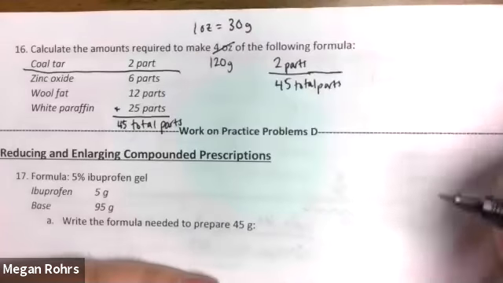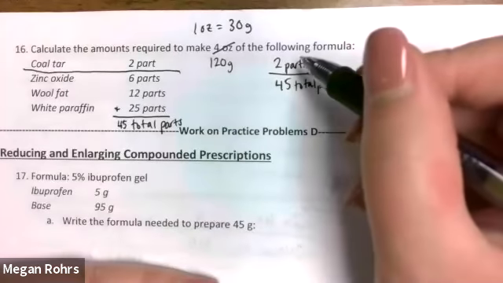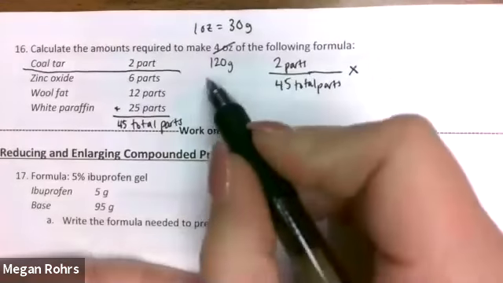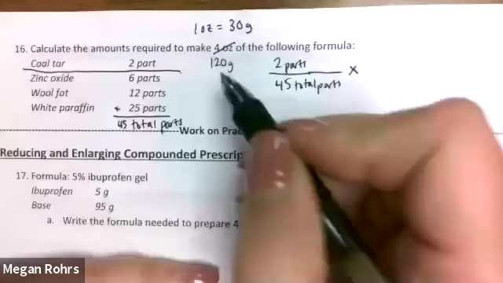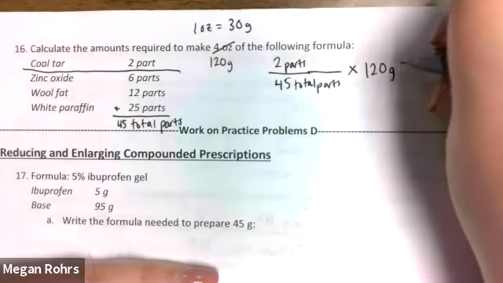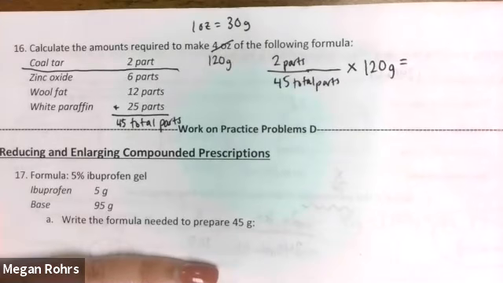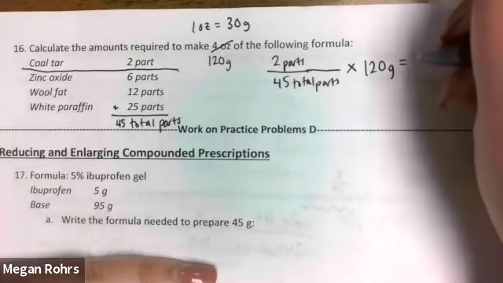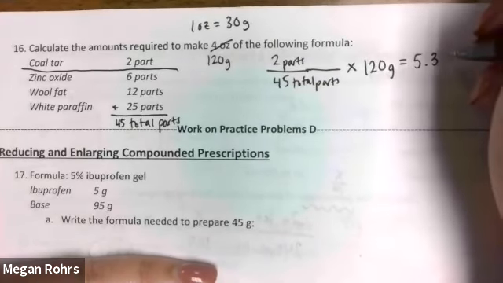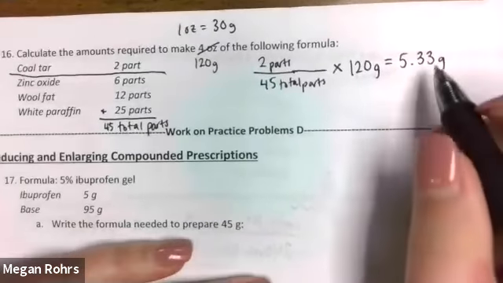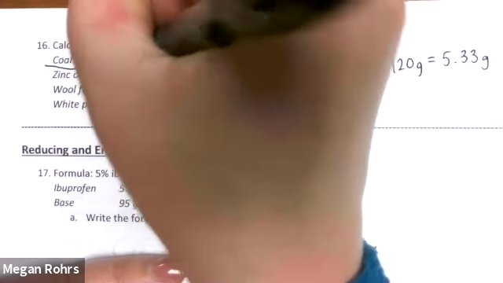And if you think back to that alligation alternate, once we had our parts over the total, we then took that fraction times the total amount we were trying to make. In this case, we're trying to make 120 grams. So 2 divided by 45, leave that in your calculator, and then take that times 120. So that leaves me with 5.33 grams here. So that would be how much coal tar I would need. So 5.33 grams.